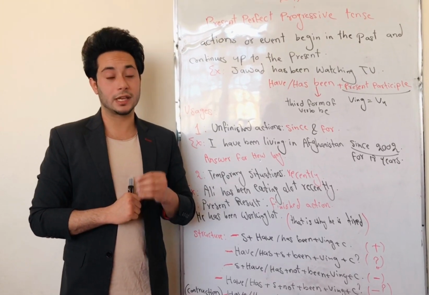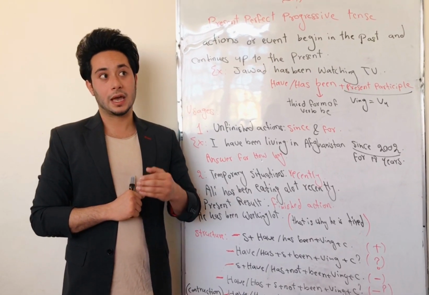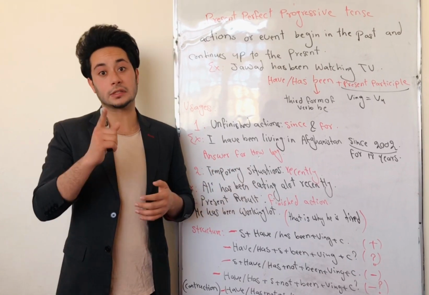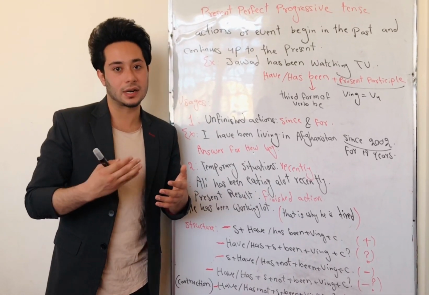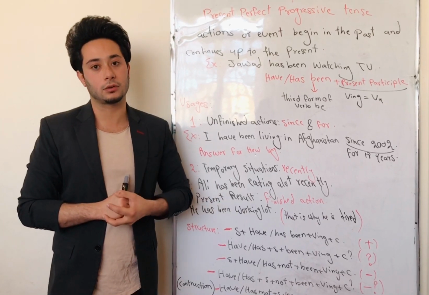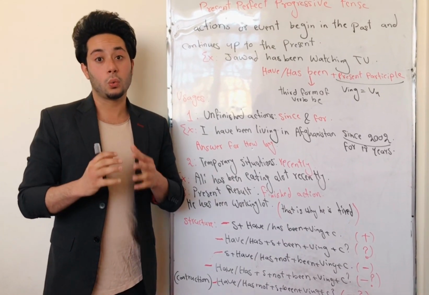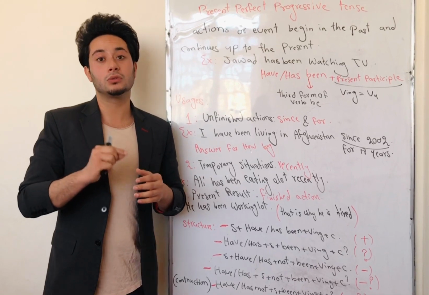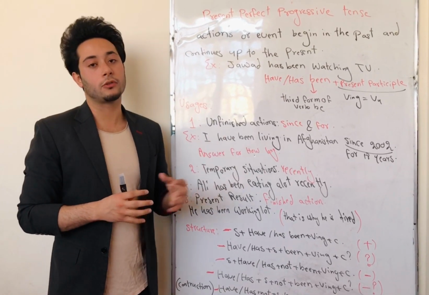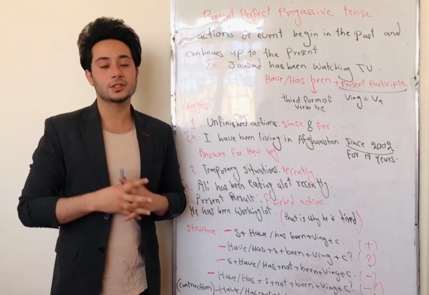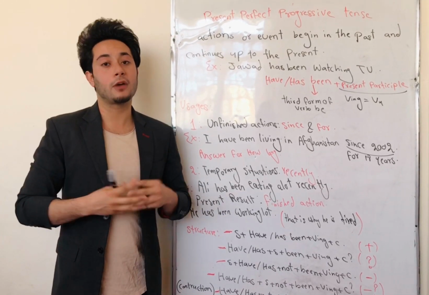As well, for two syllable verbs, if the second syllable is stressed, we also double the last consonant letter and use ing at the end of our verbs. And also when a verb ends with ie, we need to change ie to y and add ing. For more information about rules of using ing, you can watch my previous lectures.